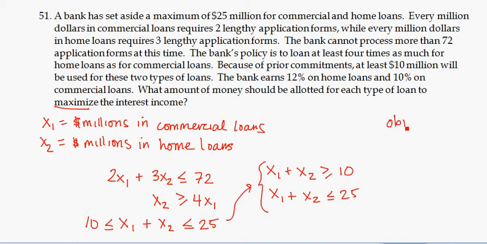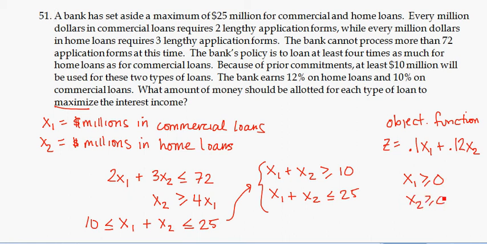And for our objective function, we want to maximize the interest. So we're going to maximize, we'll call it z, 10% on commercial loans, so that's 0.1 times x1, plus 12% on home loans, so that's 0.12 times x2. And of course, we also have that our variables are positive. Again, as I've said in the past, this is really the key to me, that you can take a word problem like this and write down all this information. From here, it should be very much procedural.